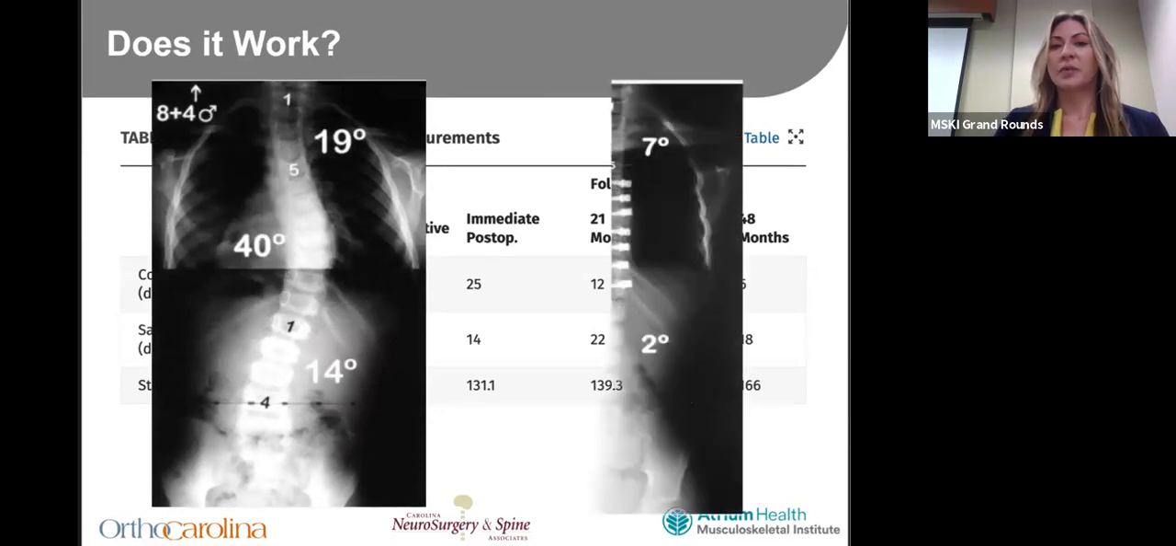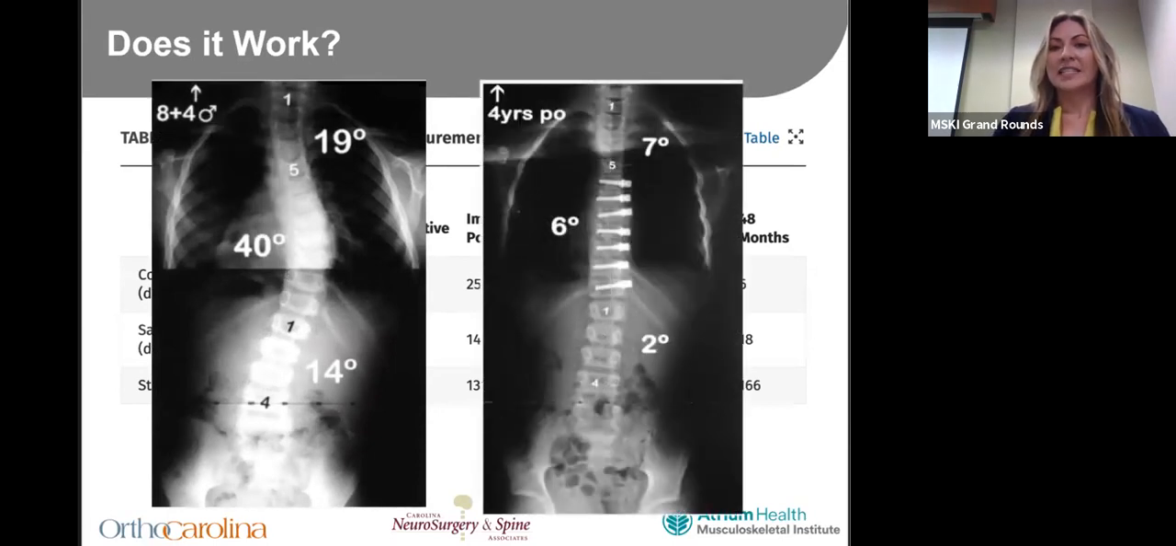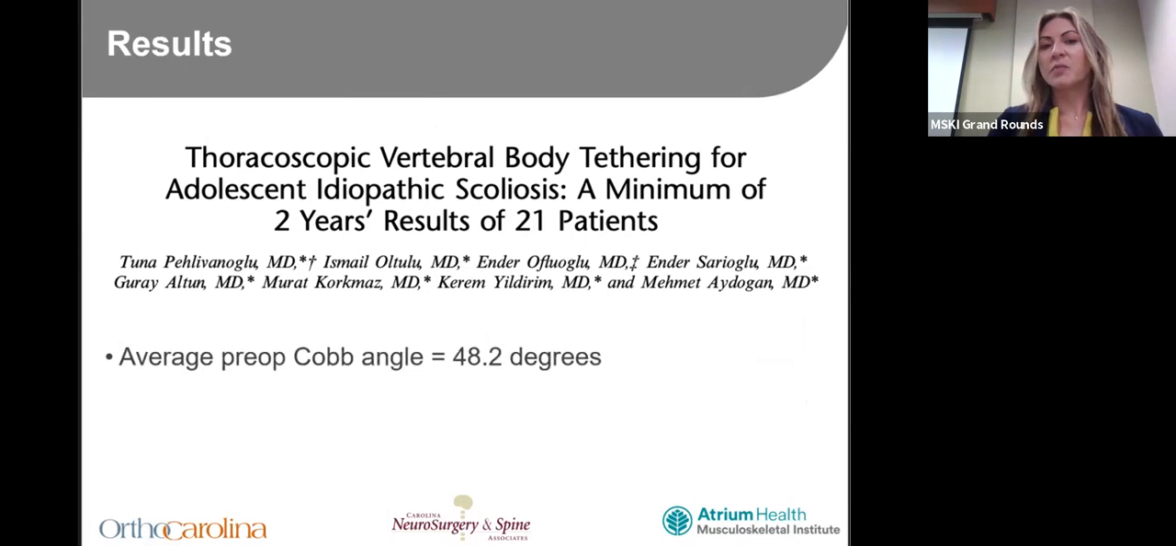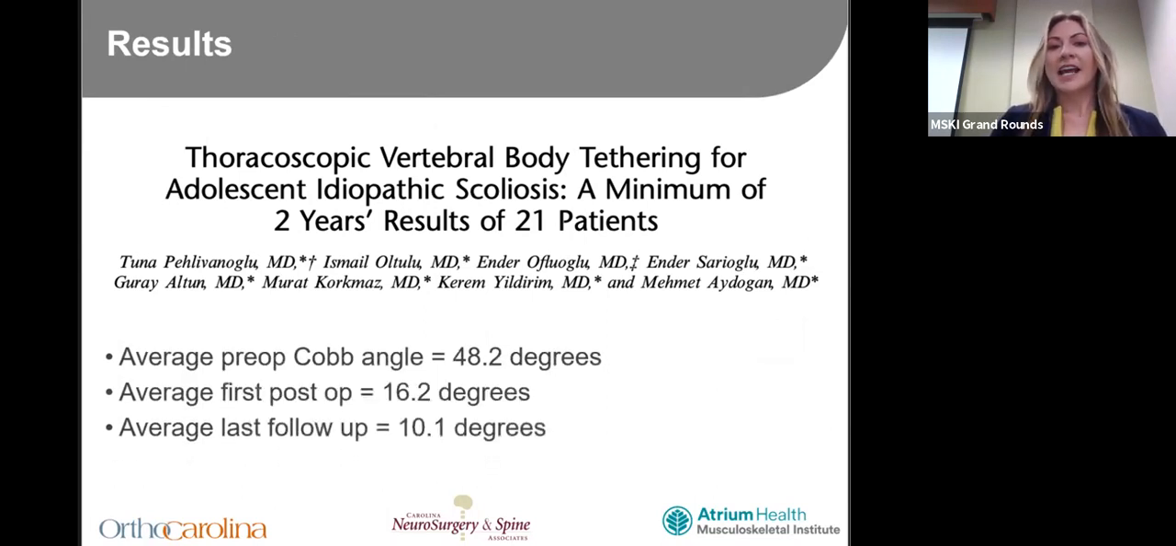These are from the original paper. You can see, even without measuring, you can tell the huge difference that the procedure made for this patient. Results here were published in the Journal of Pediatric Orthopaedics in 2020. This was 21 patients that were followed in their first year post-op. They had an average of 48 degrees prior to their procedure, and their average last follow-up within a year was down to 10 degrees. So I think in short, we can all collectively agree that yes, this procedure does work.